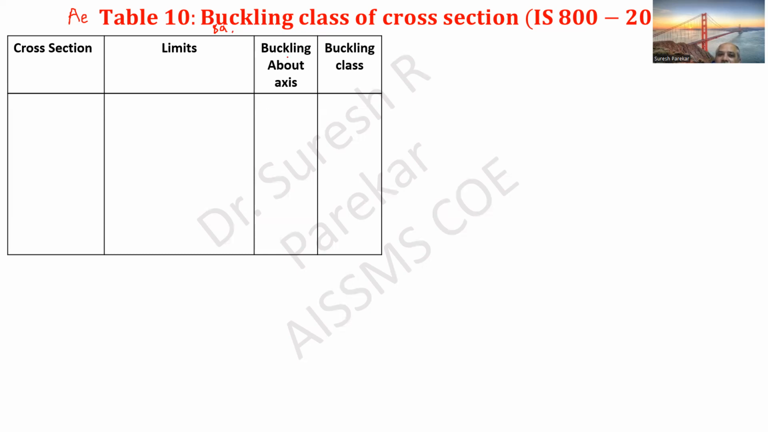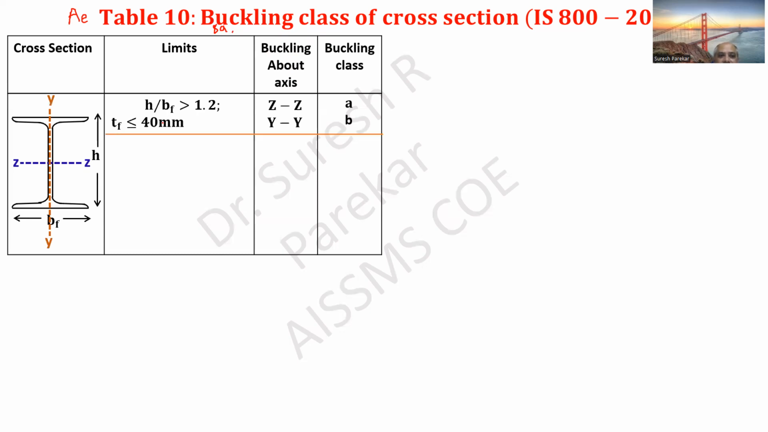So likewise, we have this for buckling class A. 9A we are going to use for FCD, 9B, 9C, and 9D. So for our section, these criteria are given: H by BF should be greater than 1.2, and TF less than 40. Then we have buckling about ZZ, we have A, and buckling about YY, we have B. We have to always go minimum, that is the buckling class, and your value of this FCD depends on this.